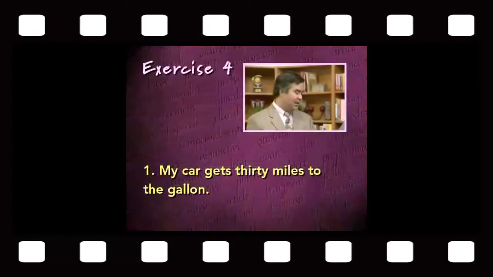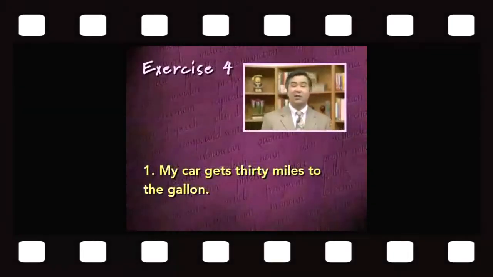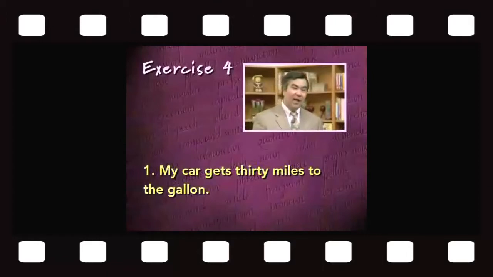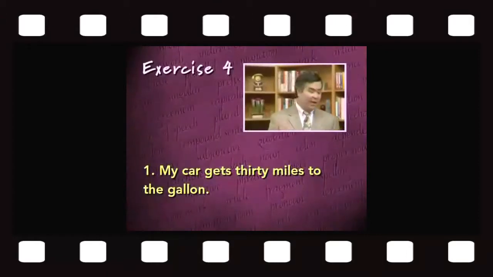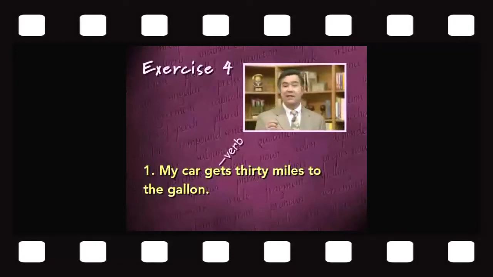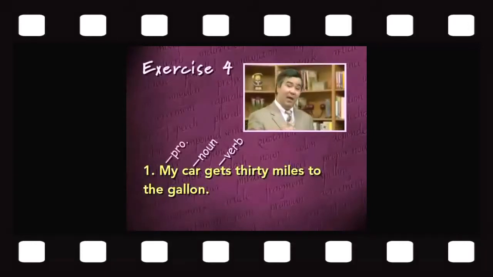Let's look at the first sentence and then decide what part of speech each of these words represents. My car gets 30 miles to the gallon. Following my recommendation a moment ago, let's start by looking for the verb. The verb here is gets. What is the subject of the verb? The subject is the noun car, and it's preceded by the pronoun my.